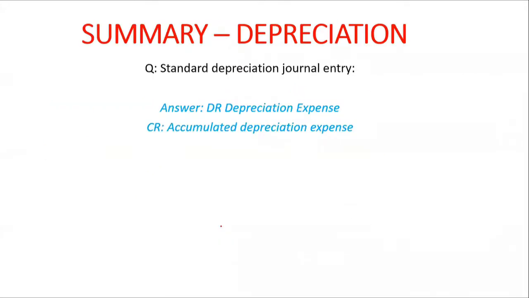A quick recap on this brief video on depreciation, which was about how to make journal entries. The journal entry for depreciation is always debit depreciation expense and credit accumulated depreciation.